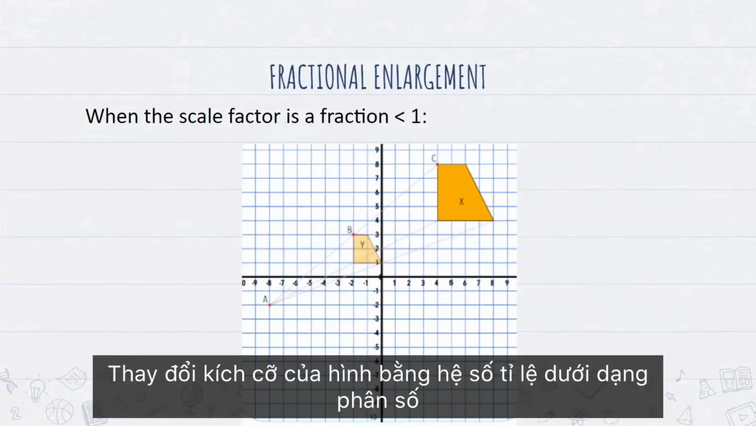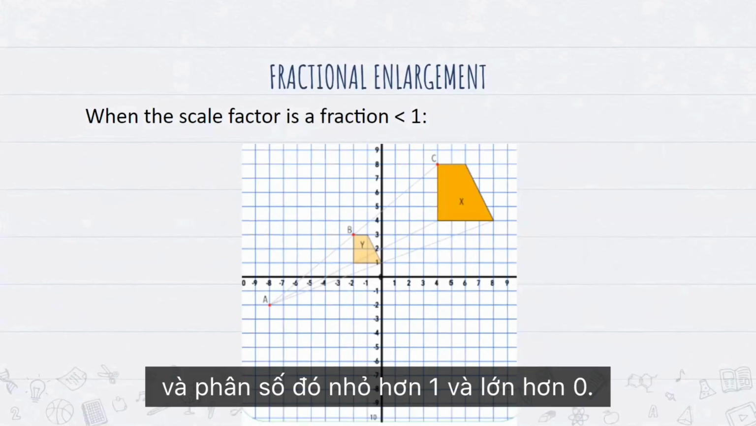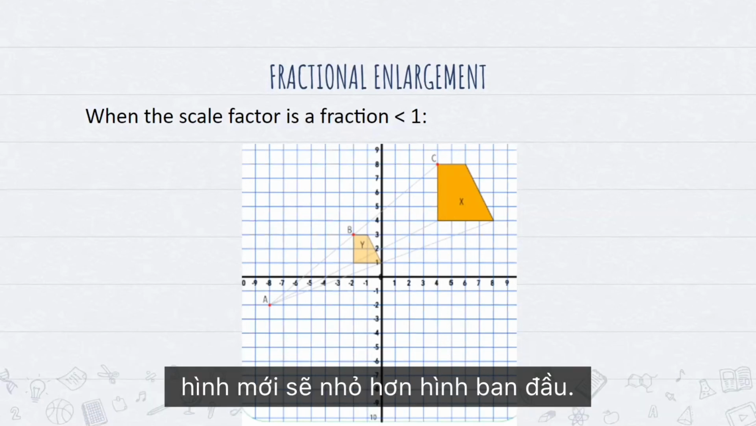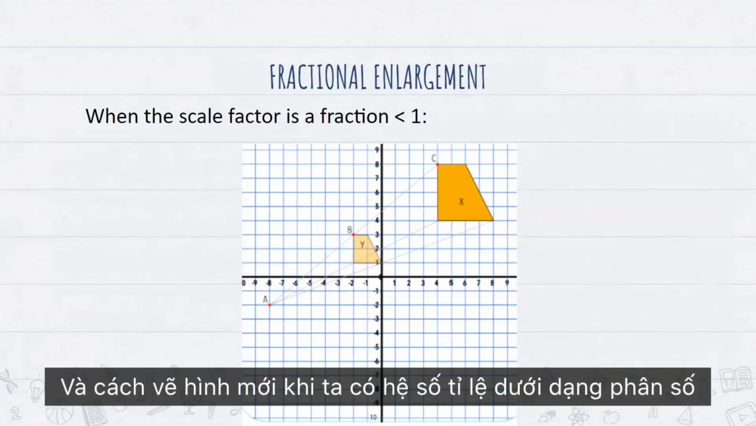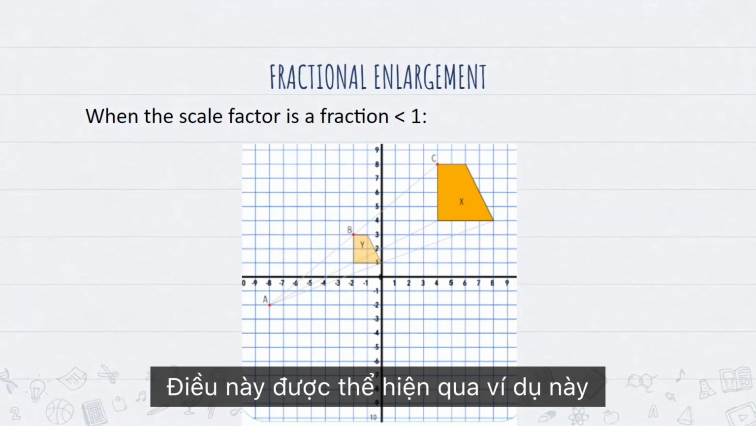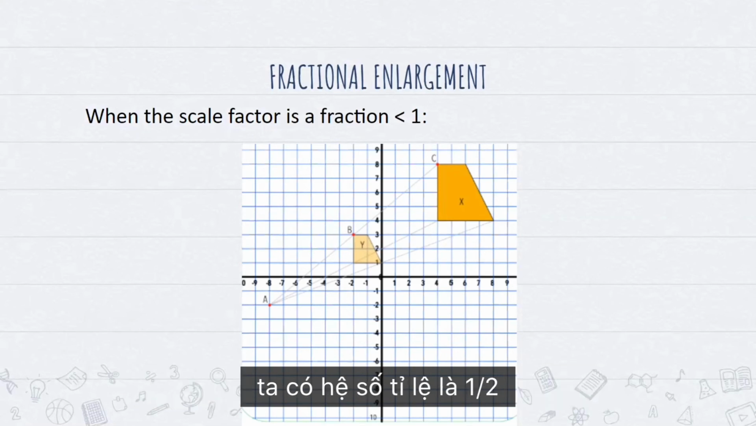Fractional enlargement. Fractional enlargement is when the scale factor is a fraction which is smaller than 1 and larger than 0. Here's an example. Normally in fractional enlargement, you will notice that the shape of the enlargement will be smaller than the original image. The way of finding the fractional enlargement is also the same as the coordinate enlargement. So here in our example, the scale factor is 1/2.